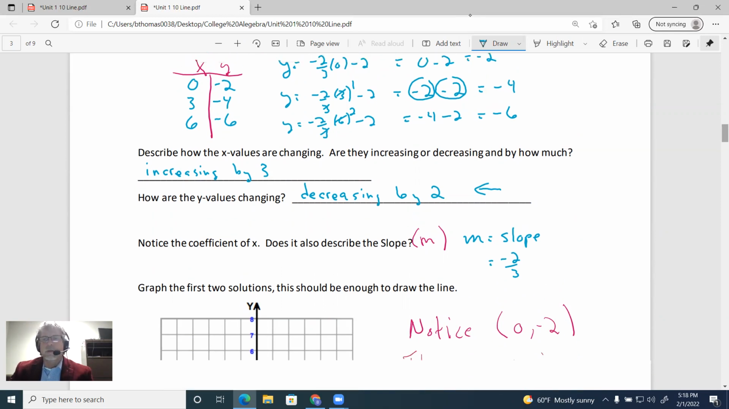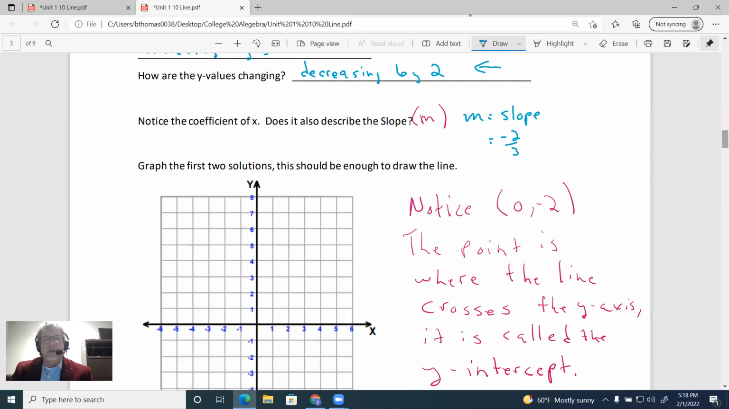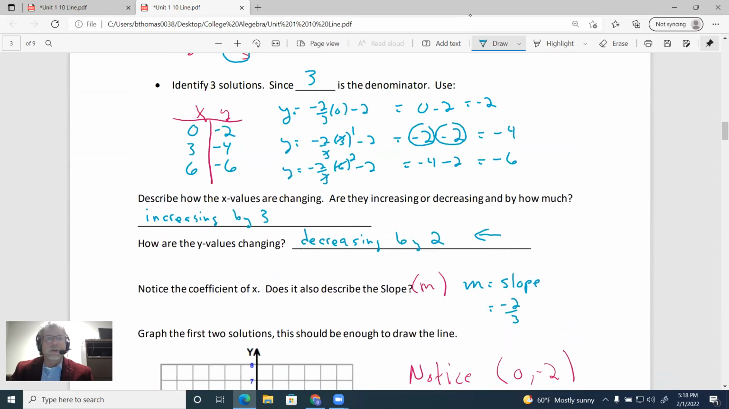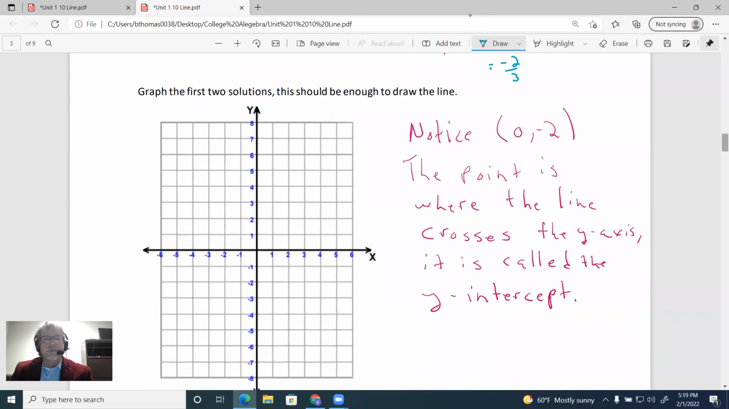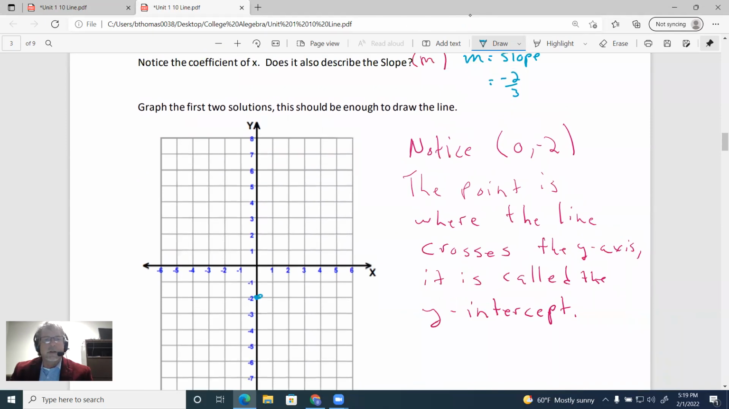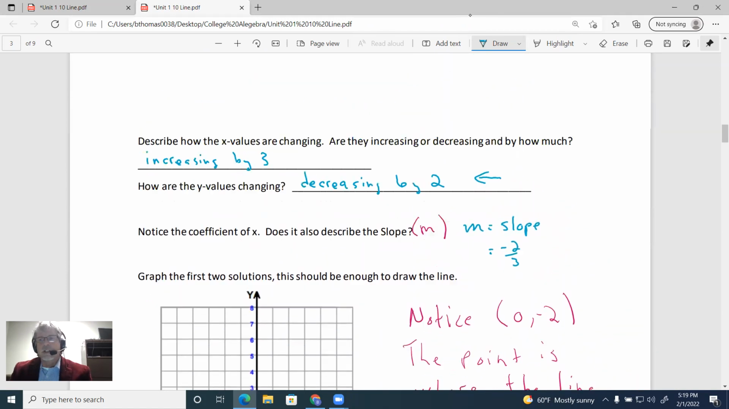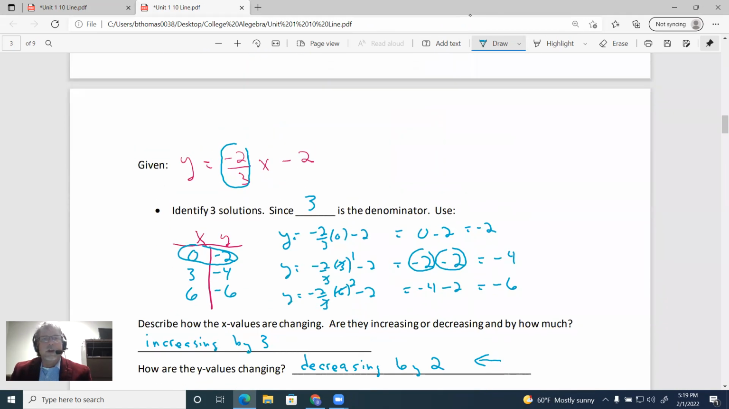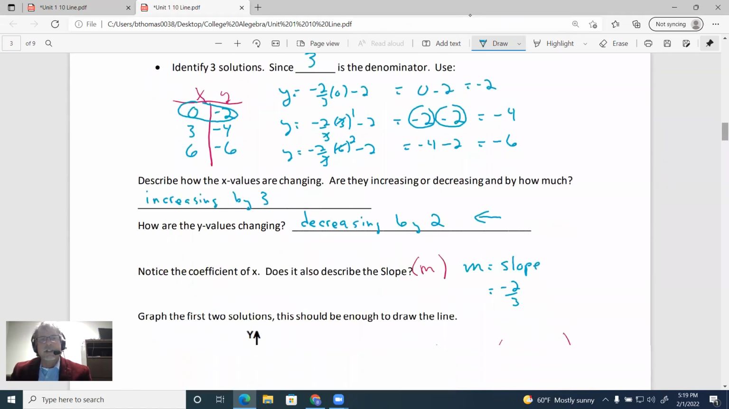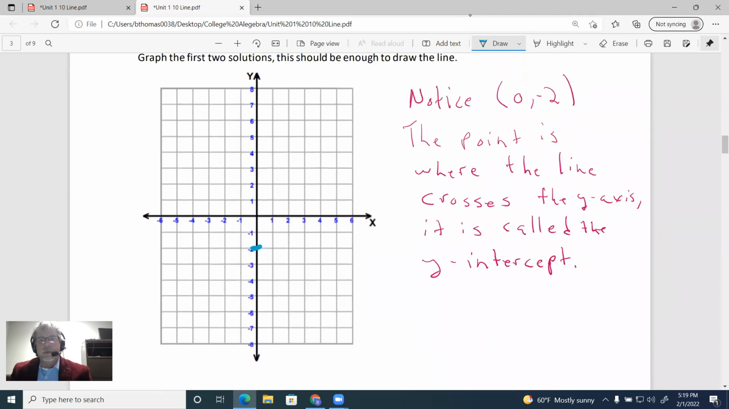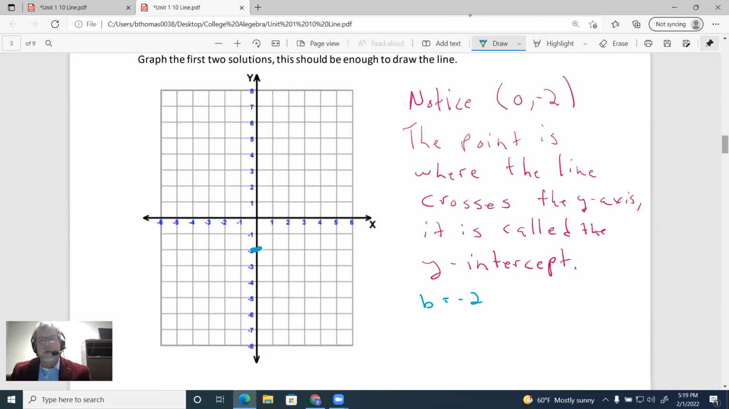Also notice in this problem, the 0, -2, in our ordered pair 0, -2. If we graph 0, -2, it would be located down here. Notice that that point is on the y-axis. So this is a special name. It's called the y-intercept. If you look at our equation, notice what the constant was. That constant was a -2. That constant actually represents the y-intercept. So that b was actually this -2. So that describes our y-intercept.